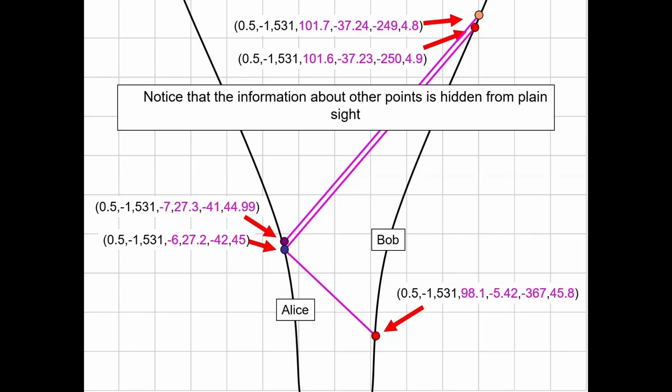But notice that the information about other points is hidden from plain sight. So by just looking at the field numbers of one point, we cannot really pry out the information about other points in our world line. So we cannot really build from one point the whole outside perspective view that we have of how the trajectories look and what the charge values of each world line are.